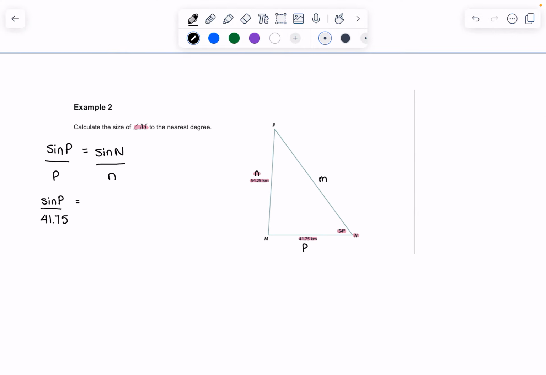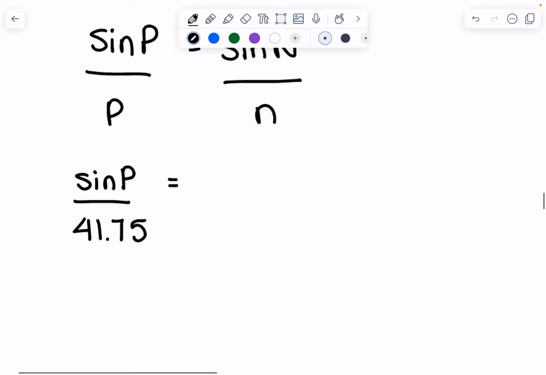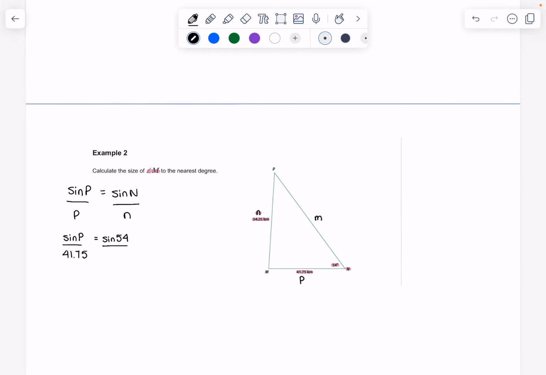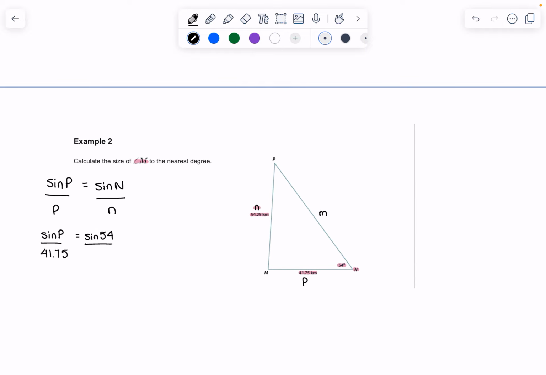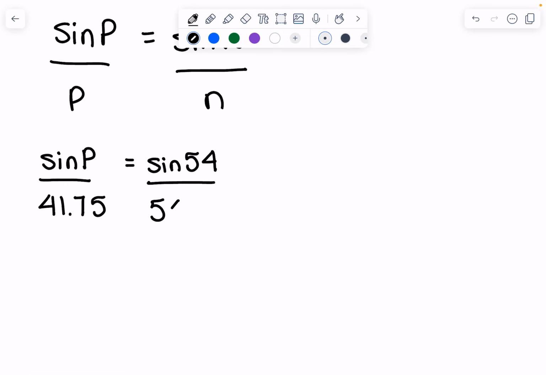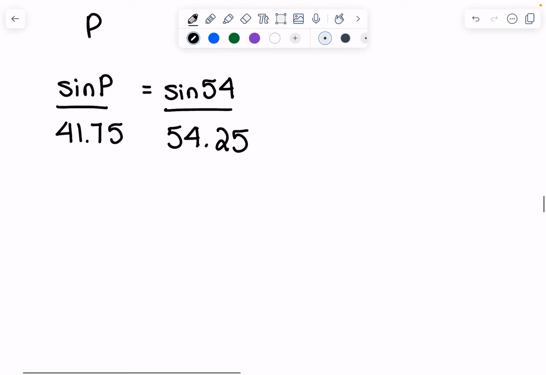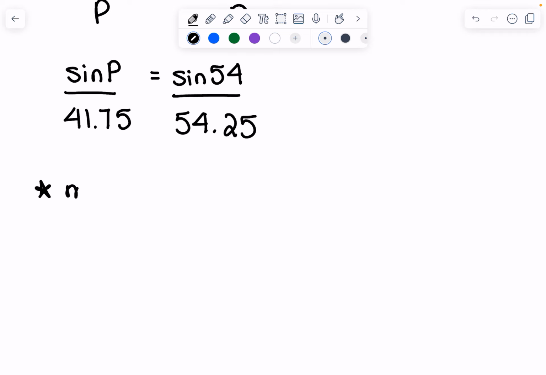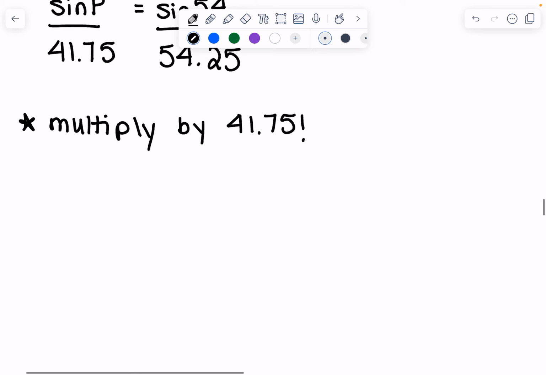We are going to use our angle N, which is 54 degrees. And we are going to also use side length N, which is 54.25. Okay, so that's exactly what we're going to use there. Same stuff as before, we're going to multiply by whatever is contained in the denominator, which is attached to the sine of P, on both sides, of course, in order to fully cancel out. It's going to look like this.